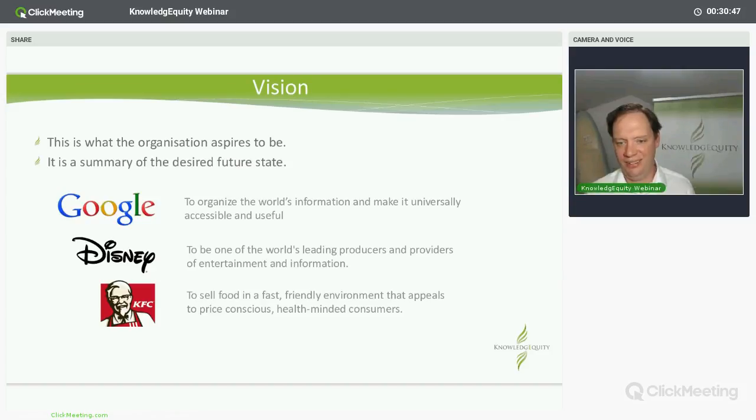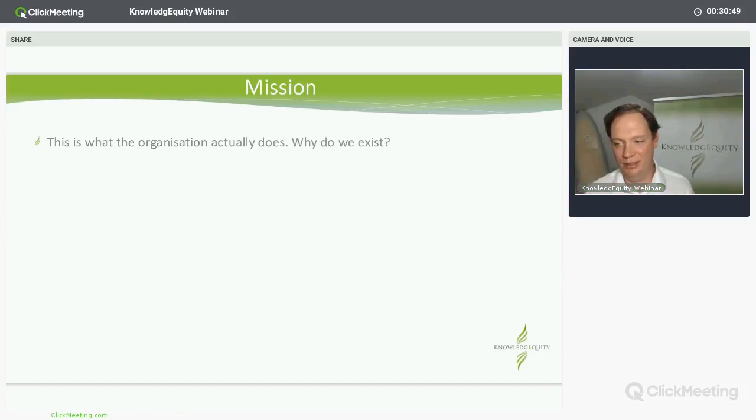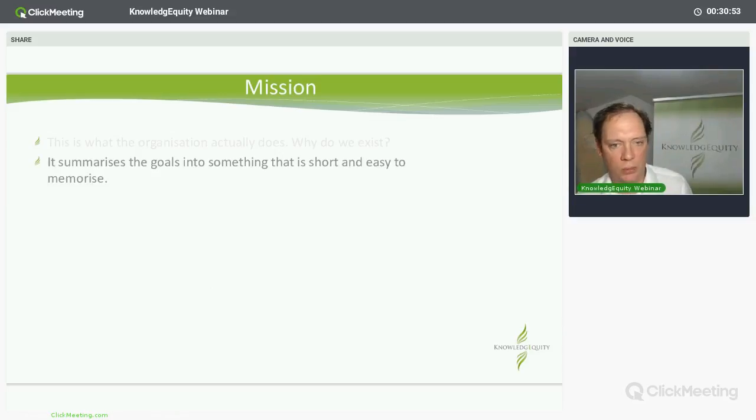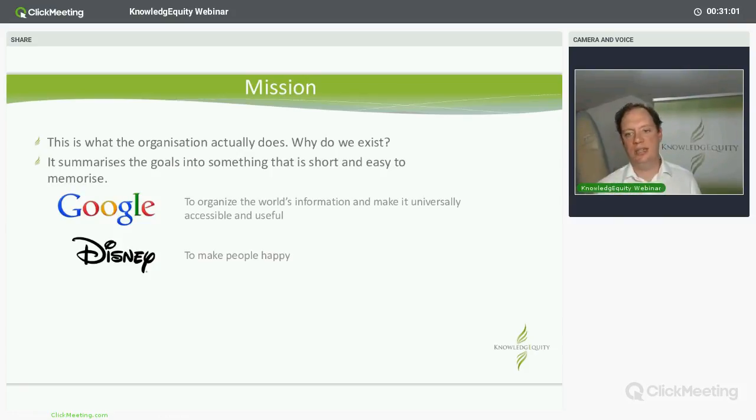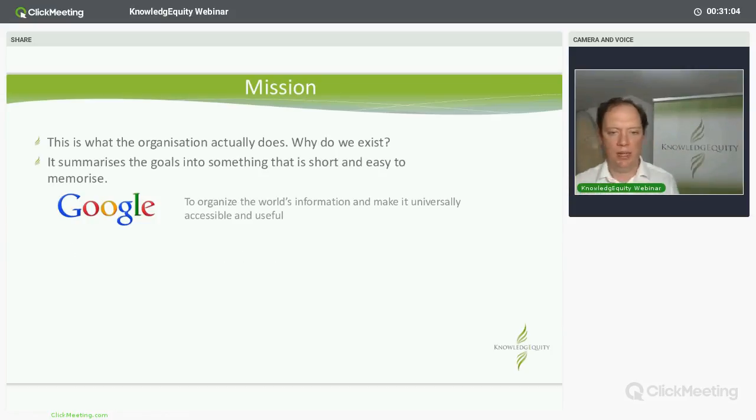Health-minded consumers. This is what the organisation actually does, the mission. Why do we exist? It summarises the goals into something that's short and easy to memorise. But look, Google, it's the same. Their mission and their vision statement is the same. This one's a bit better.